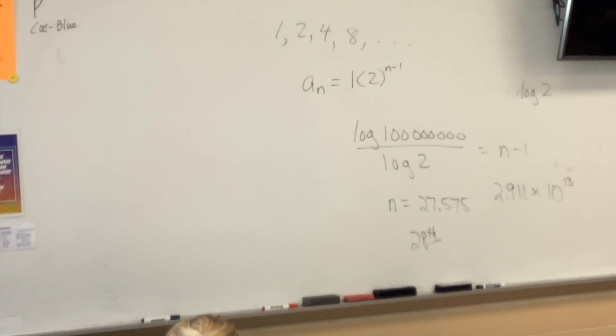Number 2, identify whether the following scenarios represent exponential growth, decay, or neither. You buy a car that loses 20% of its value every year. Decay. What's your ratio? What's your base that you're multiplying by? 0.8. A restaurant job shares 3% of its total sales for each shift with its employees.